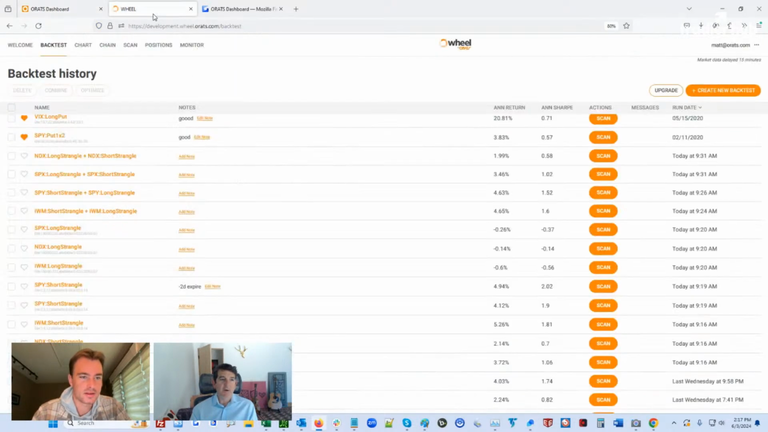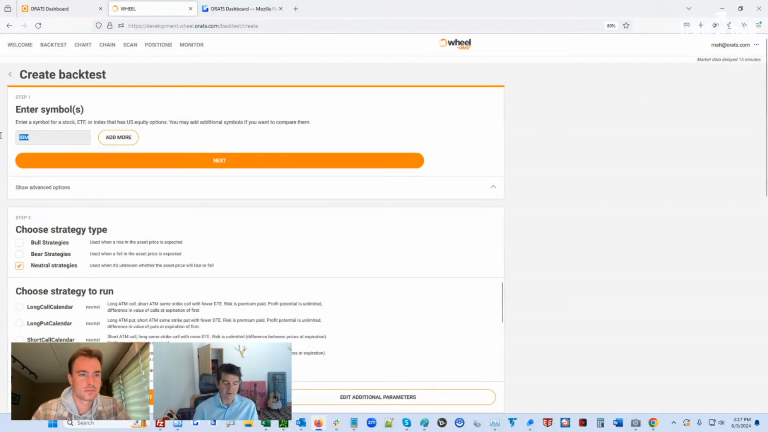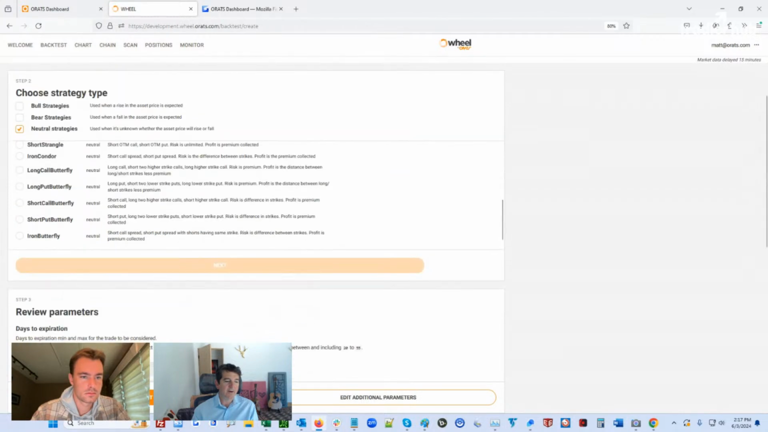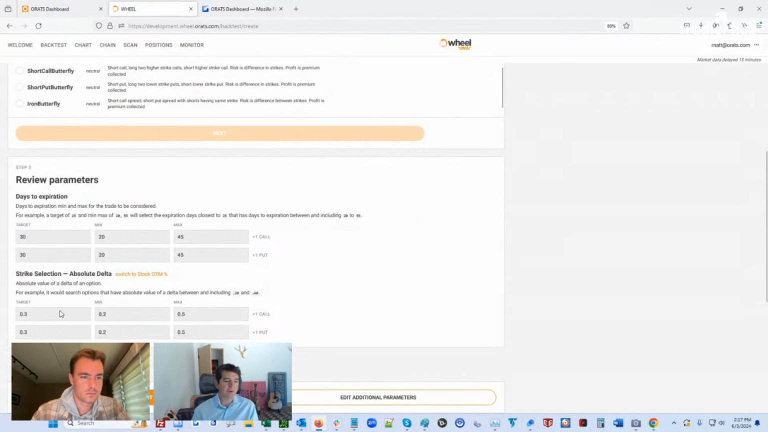Yeah, I mean, you could, but we're looking at long strangles, right? If we were to run SPY neutral long strangle nearer the money, shorter term, we have this in our backtest finder as well, so we don't even have to run a backtest on this one specifically. But the point is that this is going to be losing 4 or 5%.